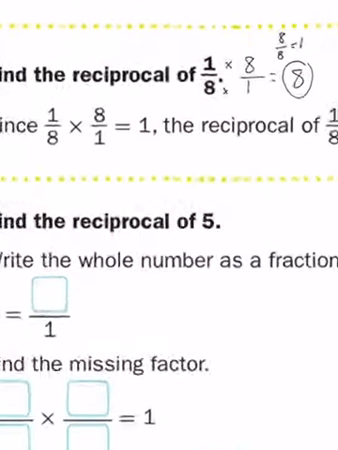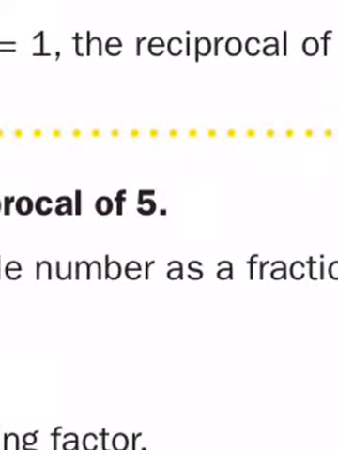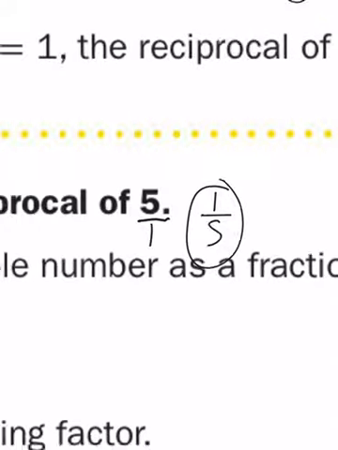Now in 3, it says find the reciprocal of 5. Now the first thing I'm going to do is write 5 over 1. And now I'm going to flip it to 1/5. So 1/5 is the reciprocal of 5.